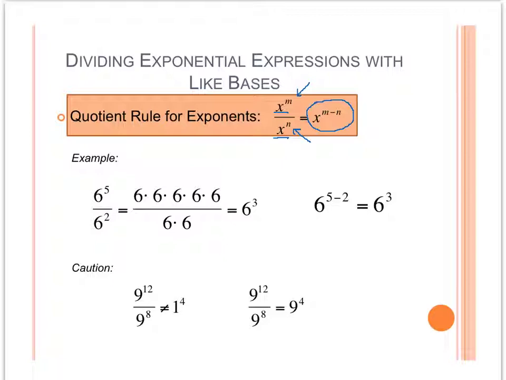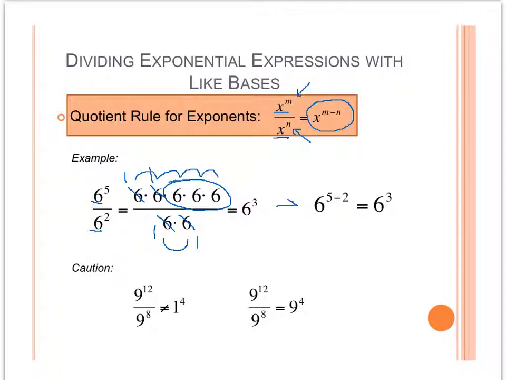Now if we look at this example, we have like bases of 6. And so if we write out 6 to the 5th from the numerator, that means 6 is being multiplied together 5 times. And in the denominator we have 6 squared, so 6 is being multiplied together twice. Now you notice that we have common factors here, so that can leave us with just 3 6's left on top, or in other words, 6 to the 3rd.